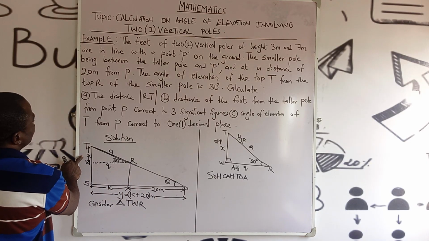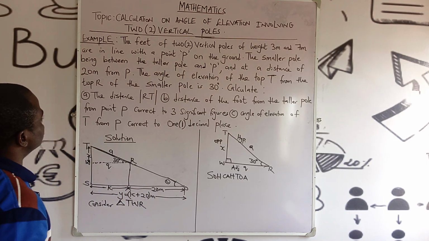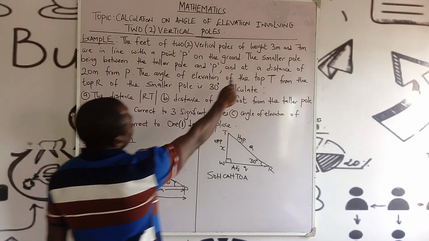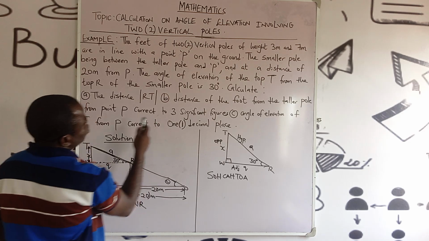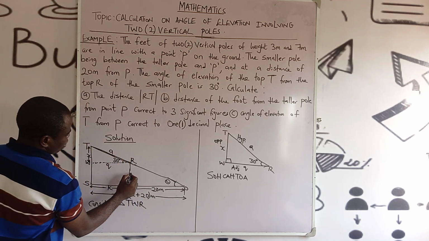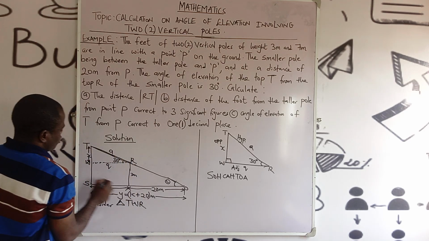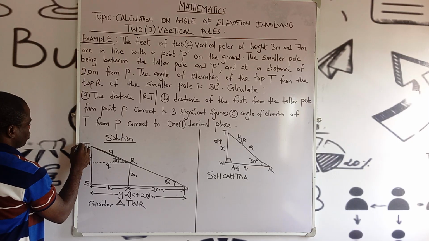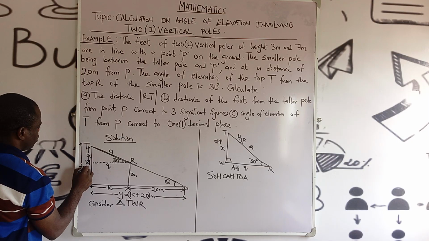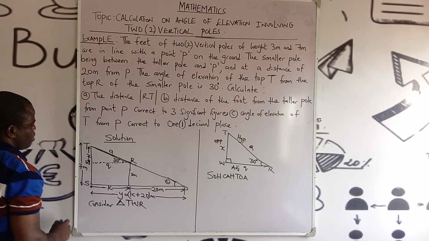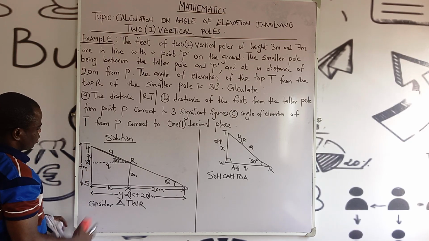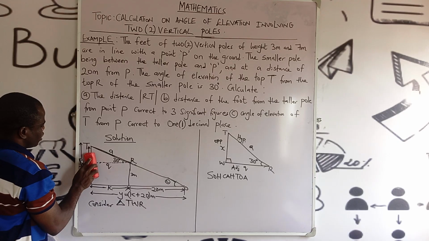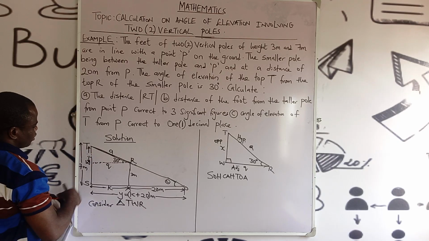x, are we given the total distance? Okay, we are given the heights of the two poles. The smaller pole is 3 meters, while the taller pole is 7 meters. Given the distances here, you can get what x is.